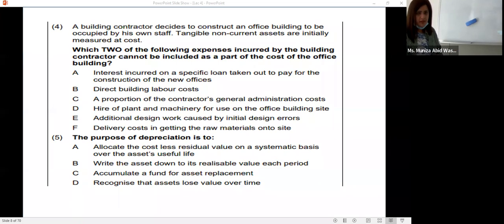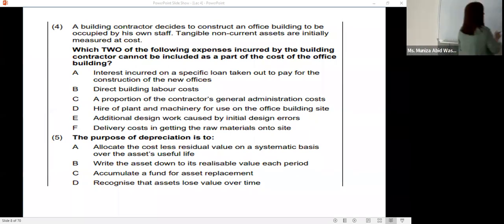Is it going to be included under IS 16? Yes, it will be included. Hire of the plant and machinery for use on the office building site. Students, keep this in your mind that when you are hiring any kind of special equipment which will be used to construct the building, it will be included in the cost. So hire means rent. Hire of the plant and machinery for use on the office building site will be included in the cost.